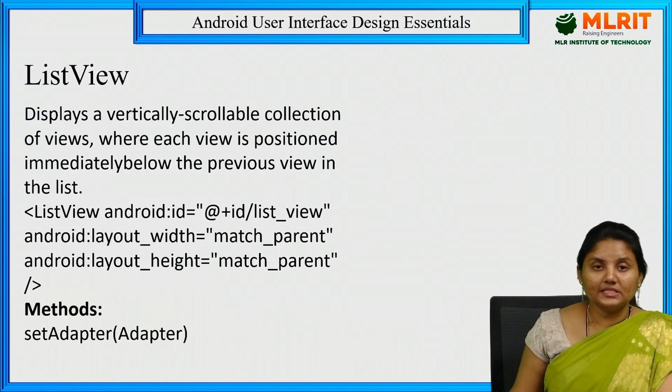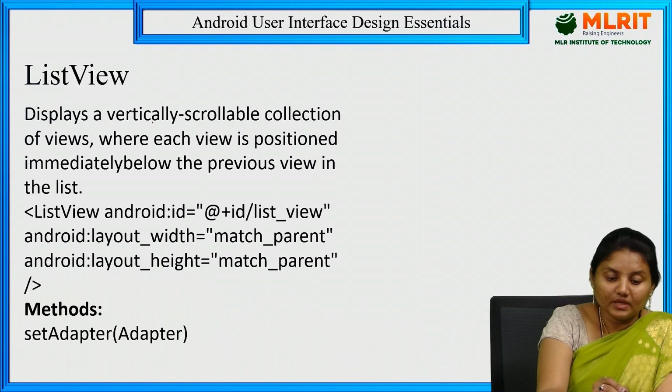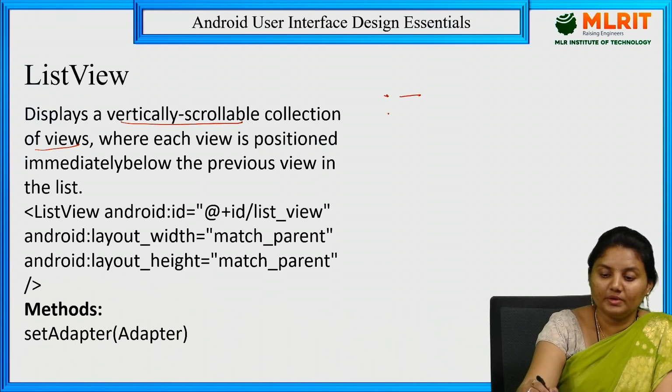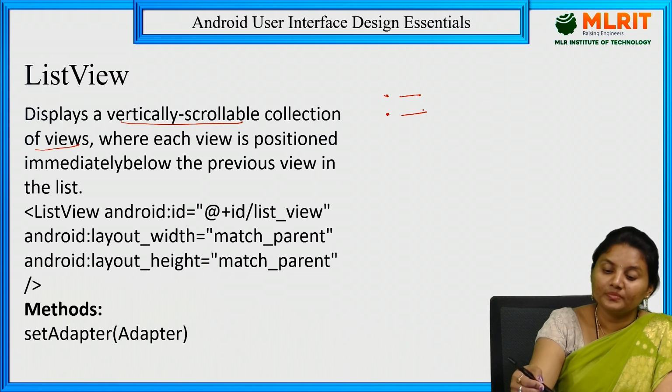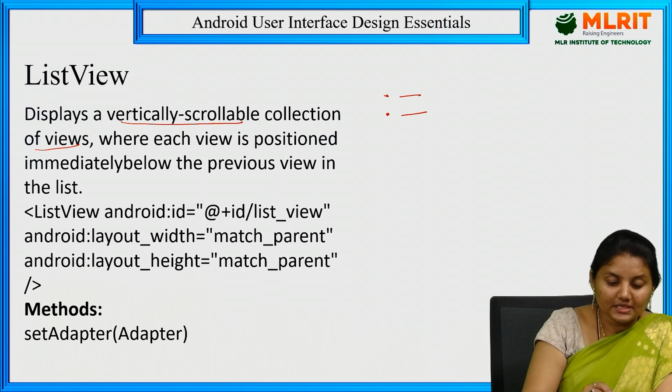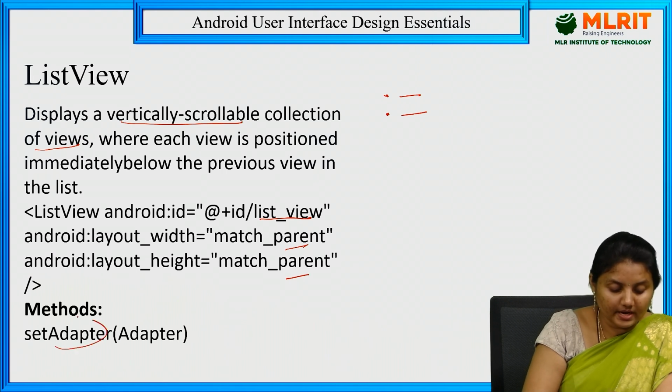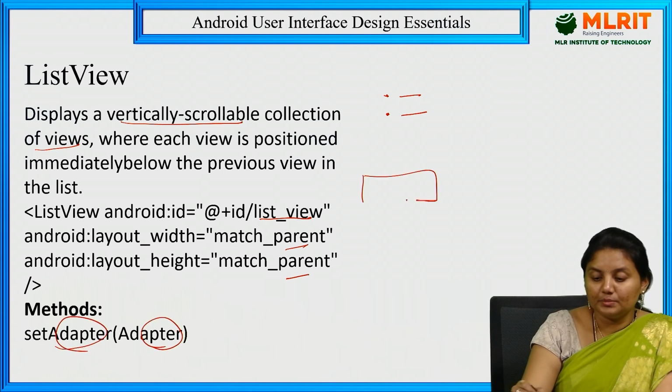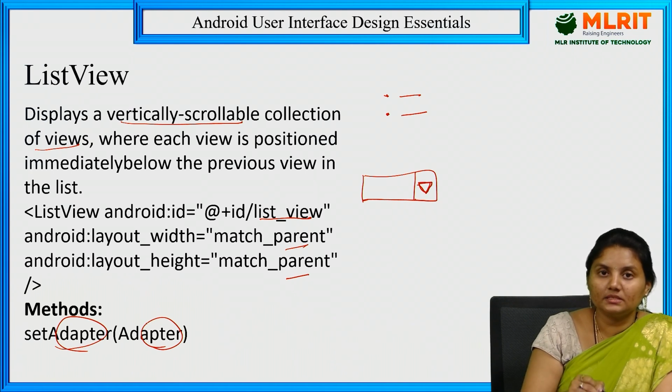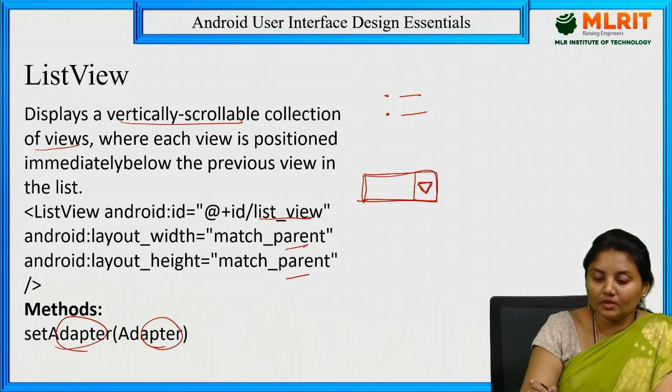Now coming to the list view. List view displays a vertical scrollable collection of views, where each view is positioned immediately below the previous one. That means you have one item here, and immediately after that, in a linear fashion, one after the other, the items are displayed. List view has width match parent and height match parent, and set adapter is used like a spinner. For the spinner drop down list we also used an adapter. The set adapter method is used to set your list view.